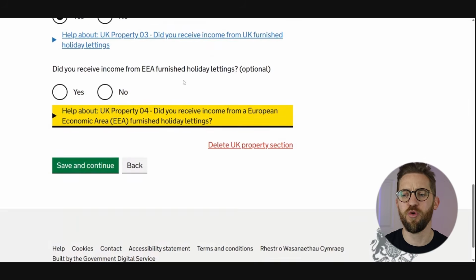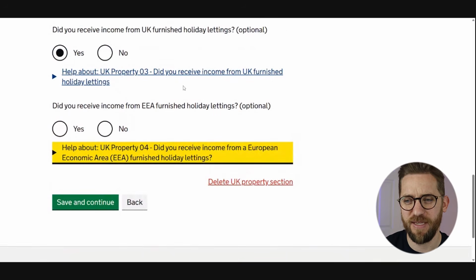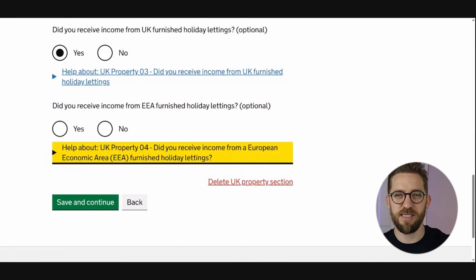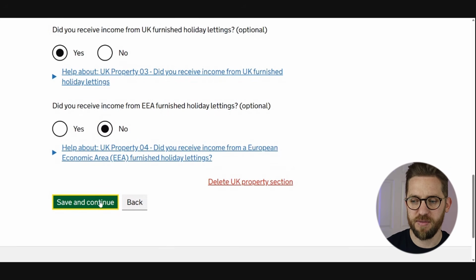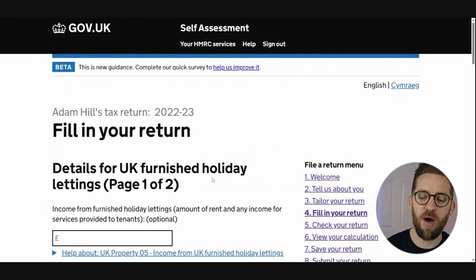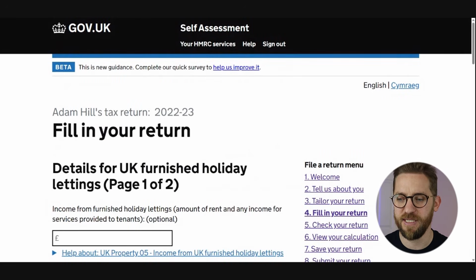What you'll need to do, if you do have, say, a property in the UK and a property in Spain, is split those. You can't call that all one furnished holiday let business. It would be two in the eyes of HMRC. I'm not going to declare any income from EEA furnished holiday lets. I'll save and continue. That's kind of a mini tailoring for the property income section.